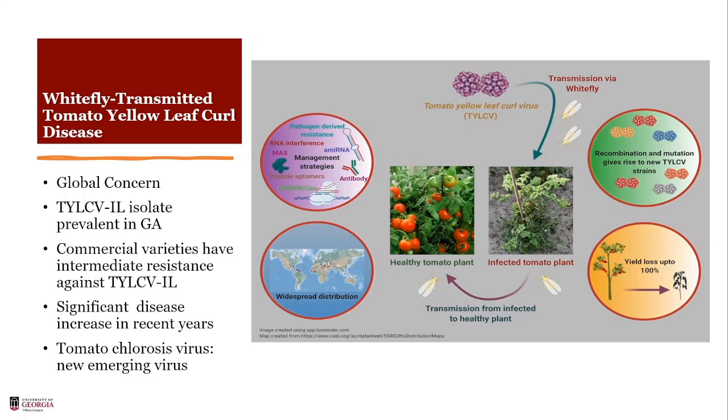Over the last 4 or 5 years since I've been here, we are seeing more and more TYLCV disease incidence on tomato. So we looked into what is happening. What we are finding is that there is one more virus present in tomato, tomato chlorosis virus. This was first found in 2011, and since then not much work has been done on it. Everything is related to TYLCV. So how are the two different?